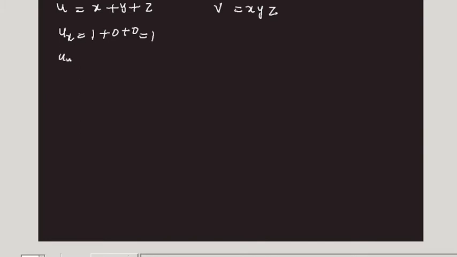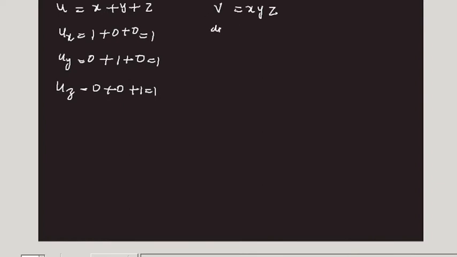U y. I am differentiating only y here. All other terms are constant. X is constant 0, plus y is 1, plus z is constant 0. Now differentiation with respect to z. So here x is constant 0, y is constant 0, z is 1. Sometimes if we write the term as it is, it will be good.